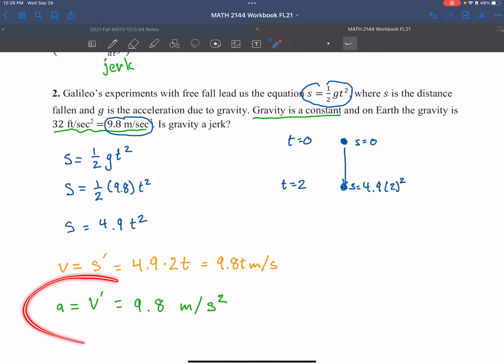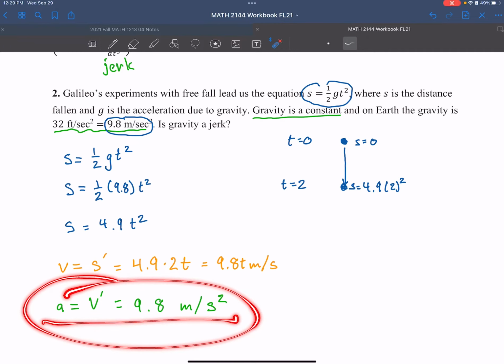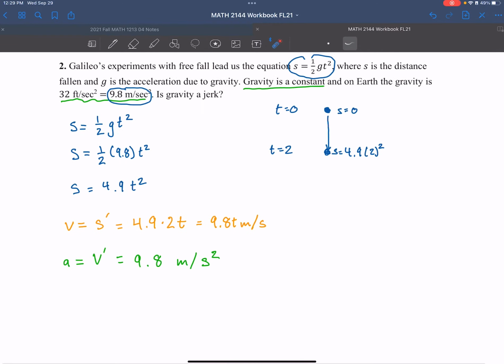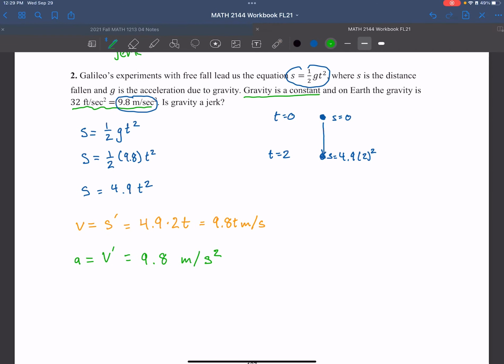So does everyone agree that the acceleration is this right here? Is everyone okay with that? Notice that it's consistent with what we said, as gravity is a constant. That is 9.8 meters per second squared. So everything's lining up.